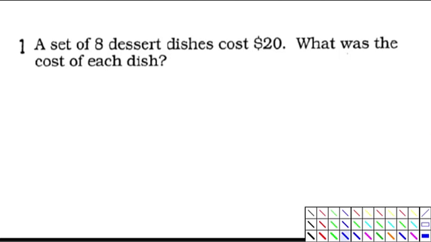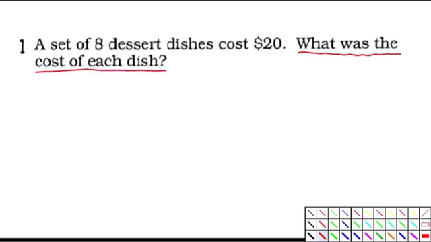Let's try this word problem. It says, a set of 8 dessert dishes costs $20. What is the cost of each dish? All right, perfect. So I have a question here, and what did they want to know? What is the cost of each dish?